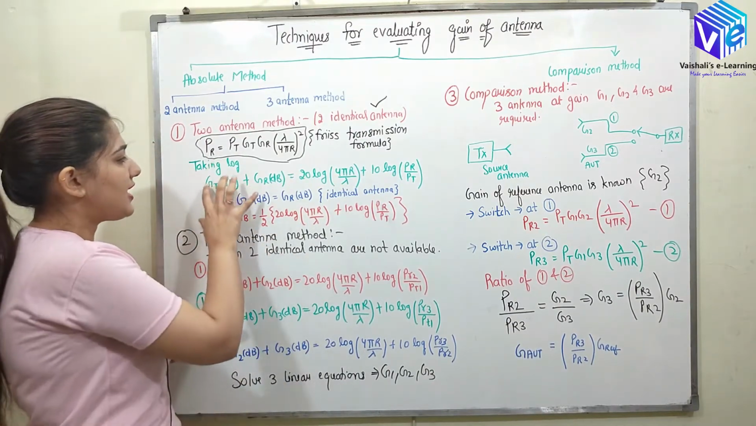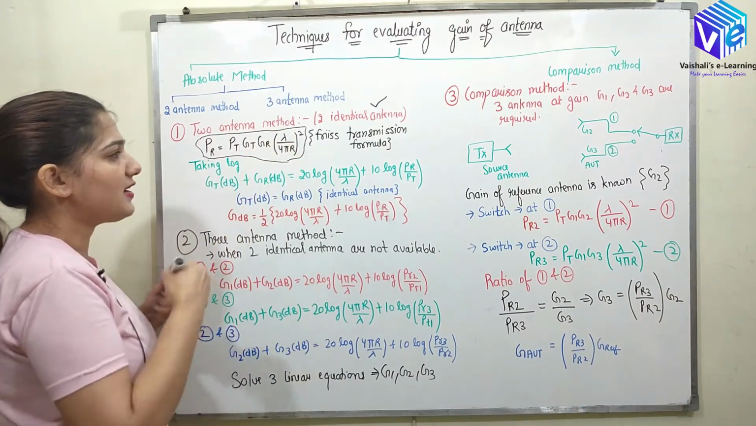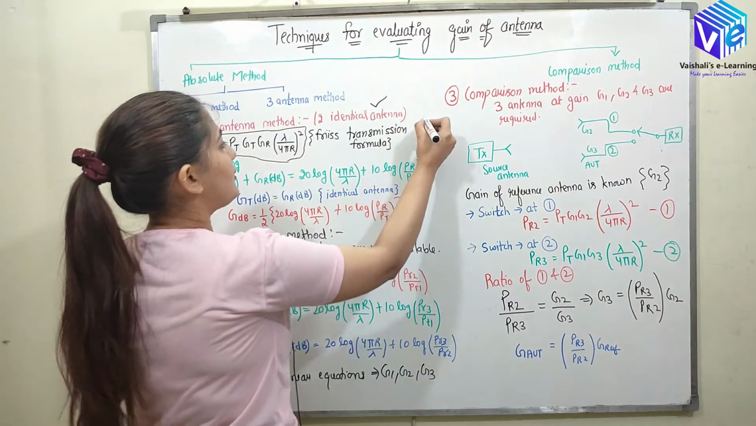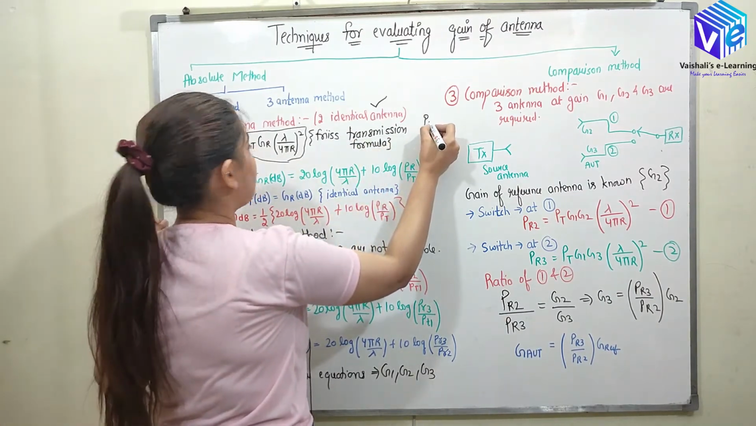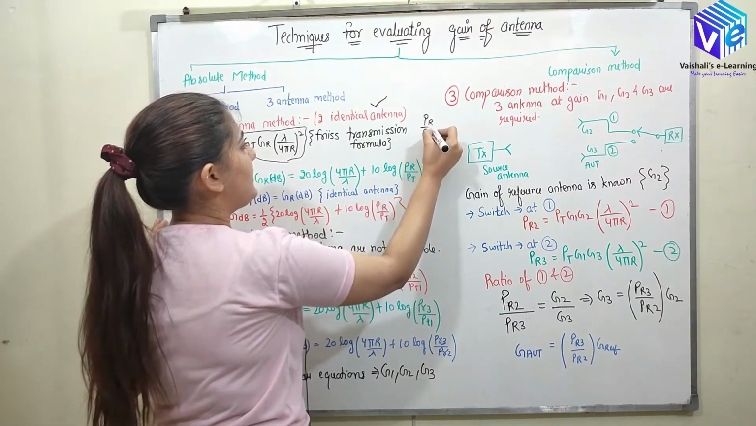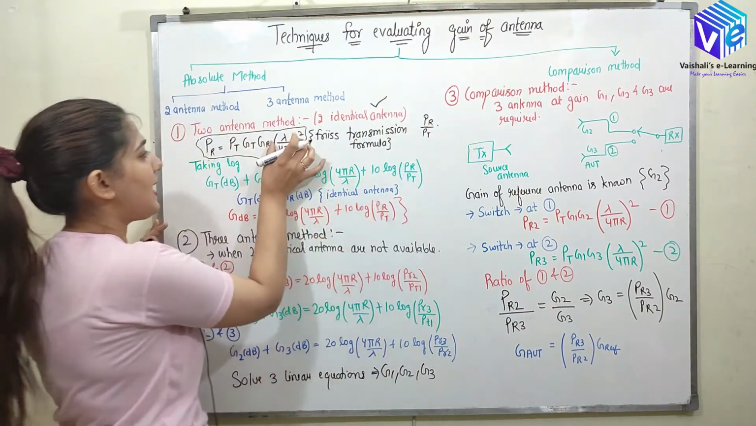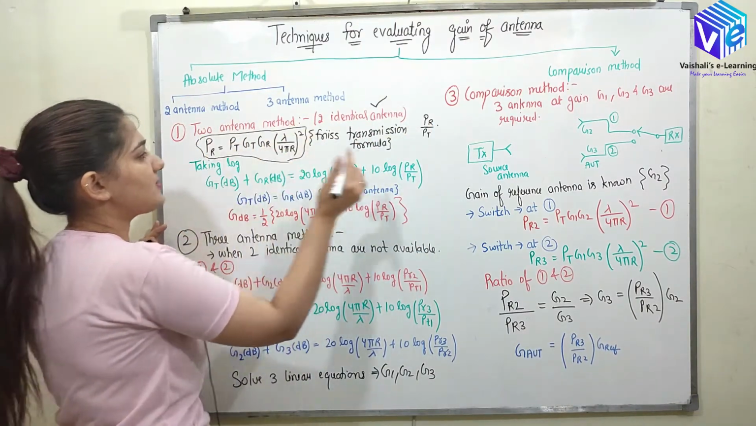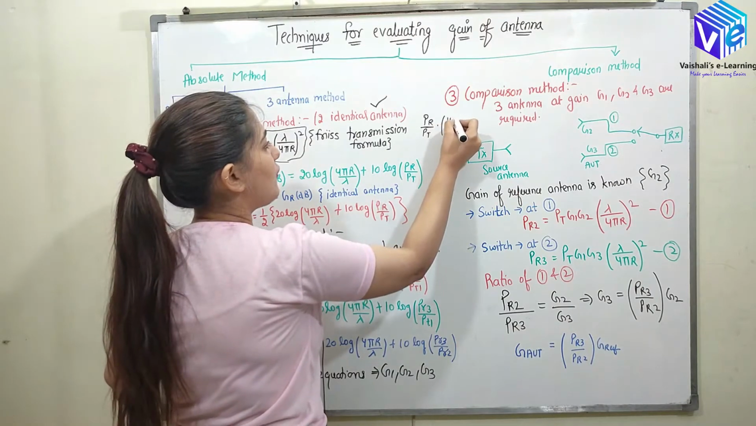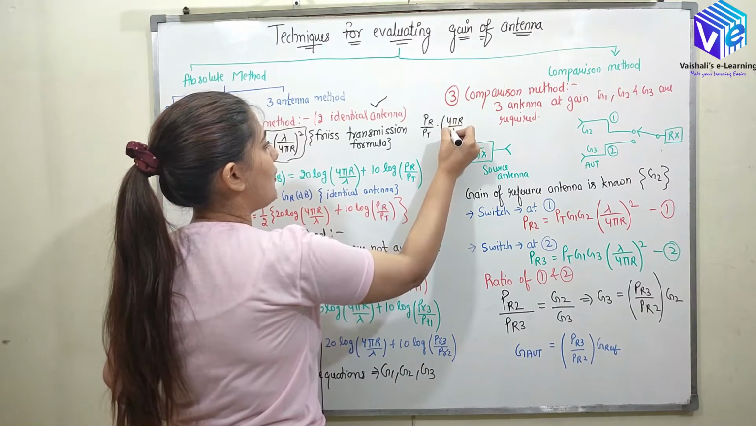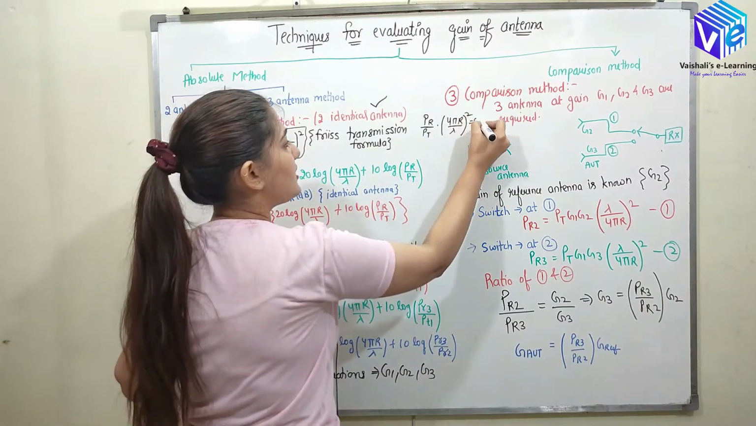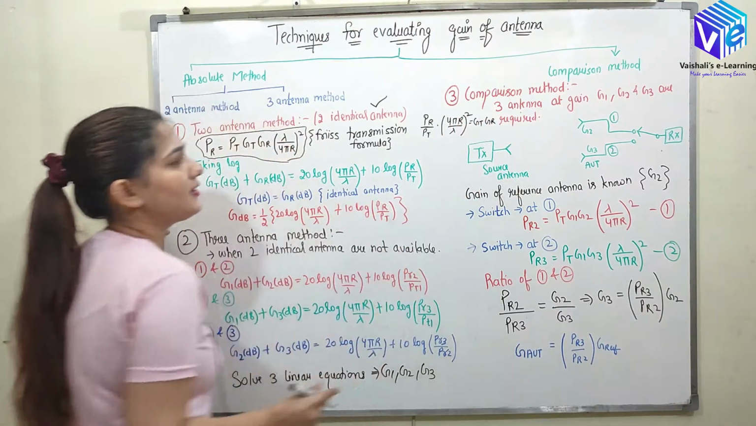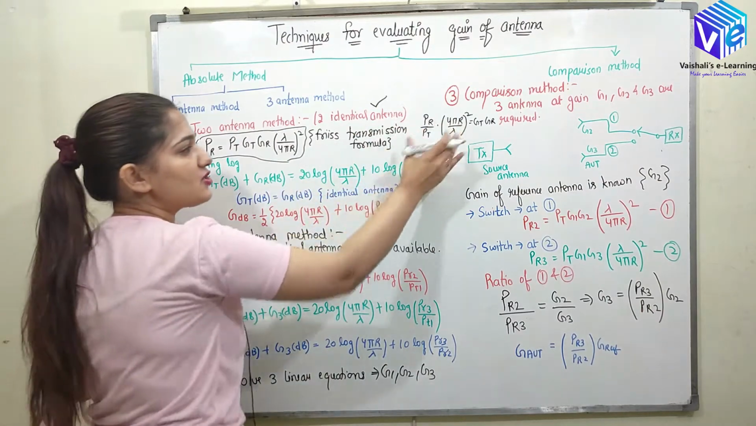So now, before taking the log on both sides, first I will rearrange it. If I take PT to this side, it becomes PR upon PT. Then I take the other factor to this side too, so it would be (4 pi R upon lambda) square. Here I am left with GT into GR. So this would be my rearranged equation.